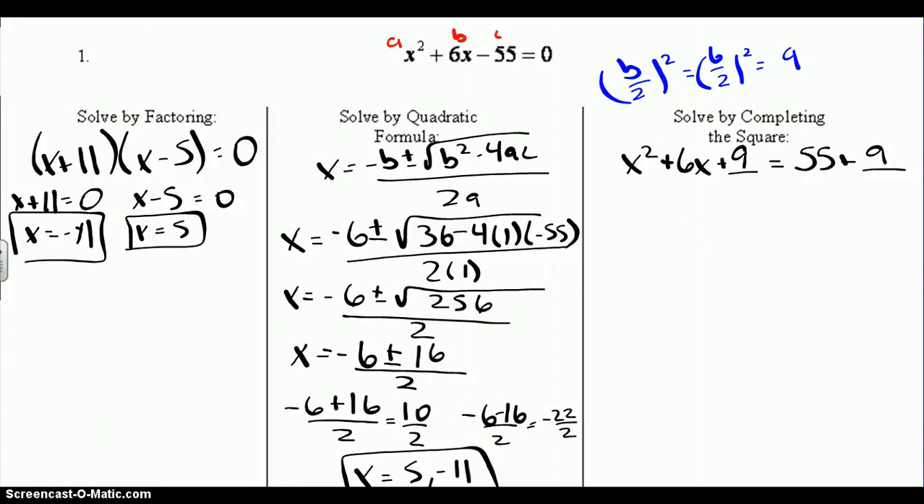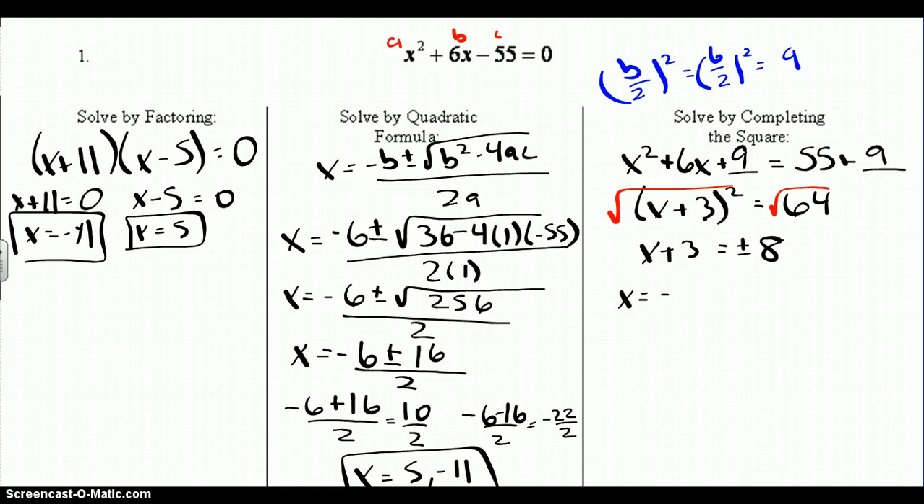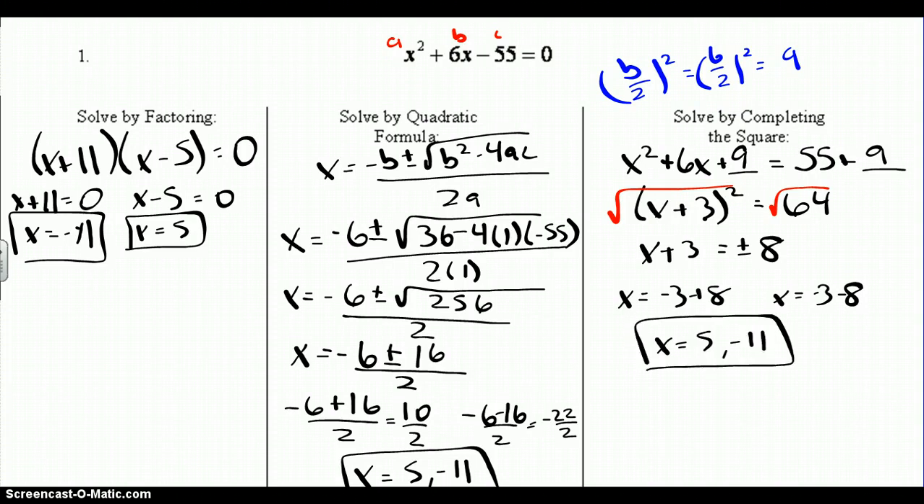Okay. And now I need to factor. Remember, we can always factor by b over 2. So it's going to be x plus 3 quantity squared equals 64. Now we're going to square root both sides. So we get x plus 3 equals plus or minus 8. So our first solution is negative 3 plus 8, and the next solution is negative 3 minus 8, which gives us the two solutions that we expected, 5 and negative 11.